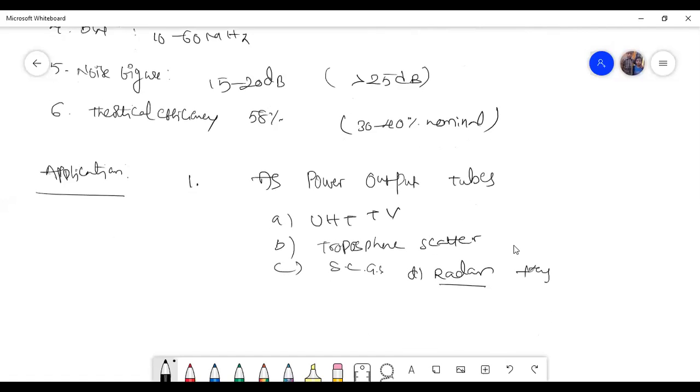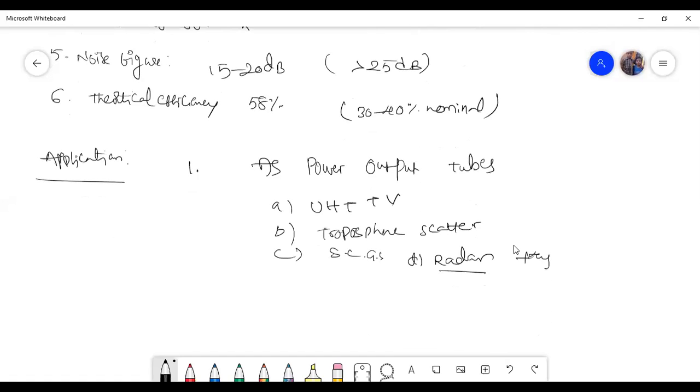I'm giving the applications here. So no need to write how you can use this in radar or how you can use this in satellite. That is a different topic actually. Here I just want to list the applications: UHF TV transmitters, troposphere scatter transmitters, satellite communication ground stations, and radar transmitters. So that is as power output tubes.